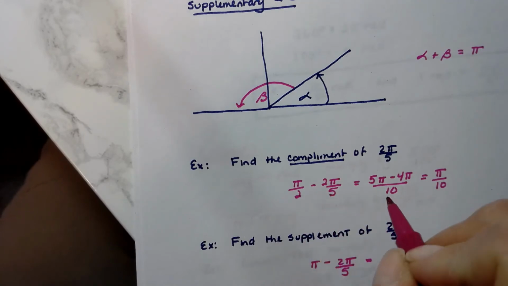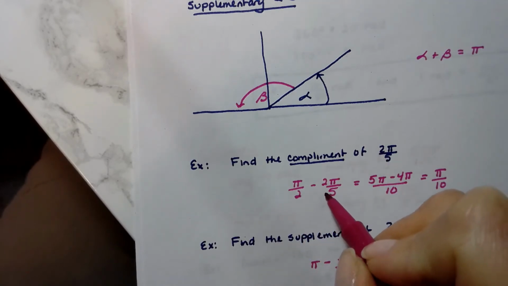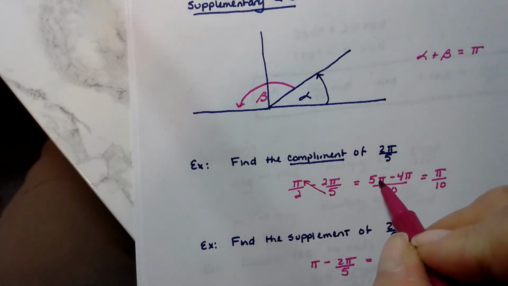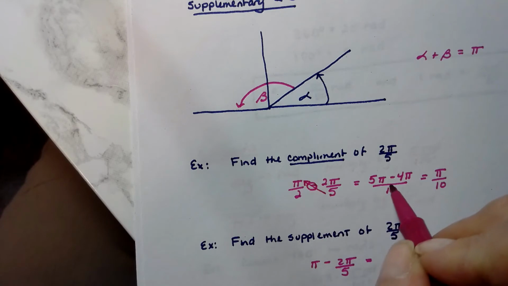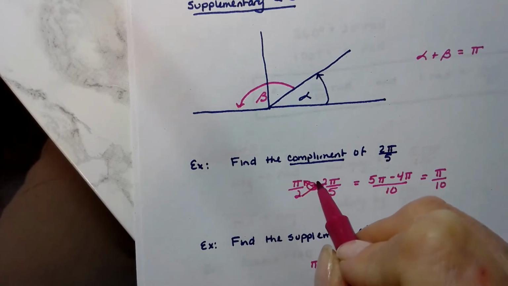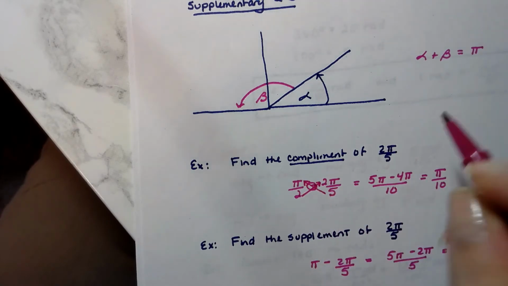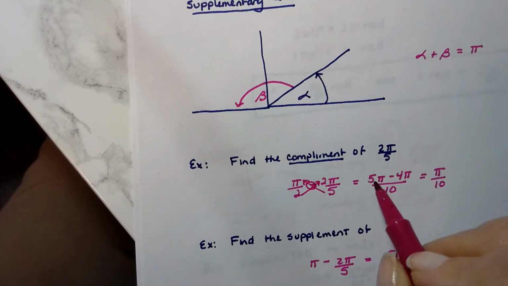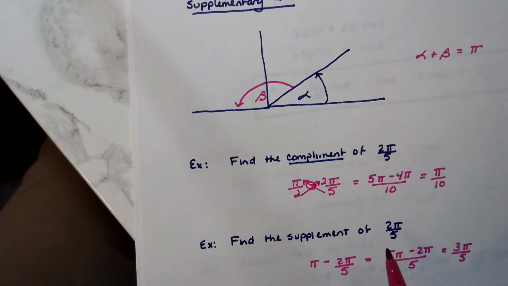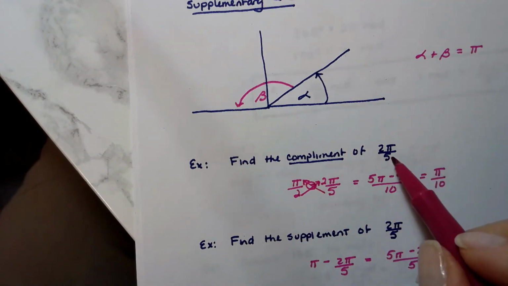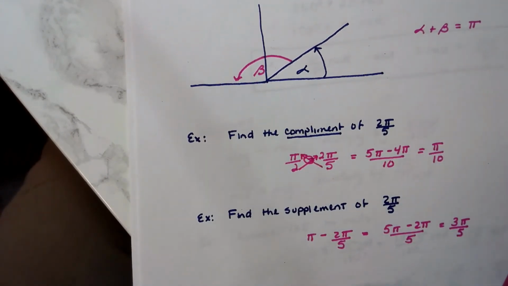So 2 times 5 is 10. And then cross multiply. 5 times pi is 5 pi. Bring down whatever sign is originally there, and then 2 times 2 pi is 4 pi, and now my denominator is the same, so I can add or subtract the top. So 5 pi minus 4 pi gives me pi over 10. So pi over 10 is the complement of 2 pi over 5.